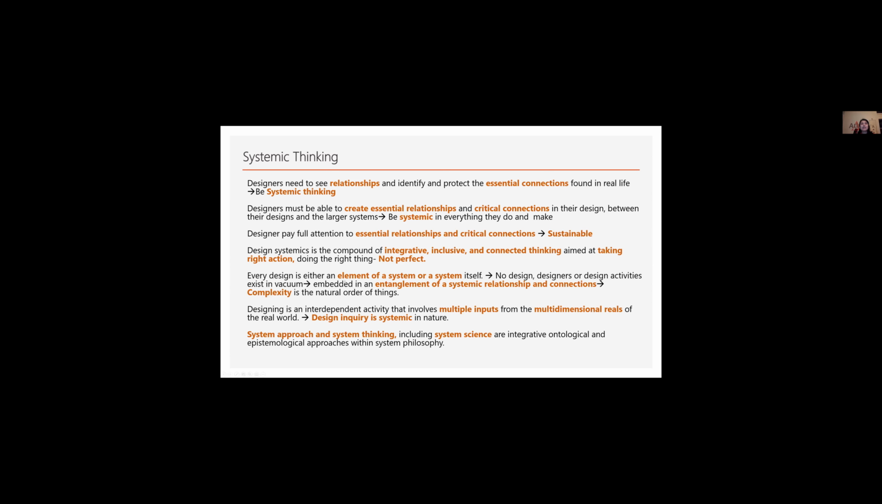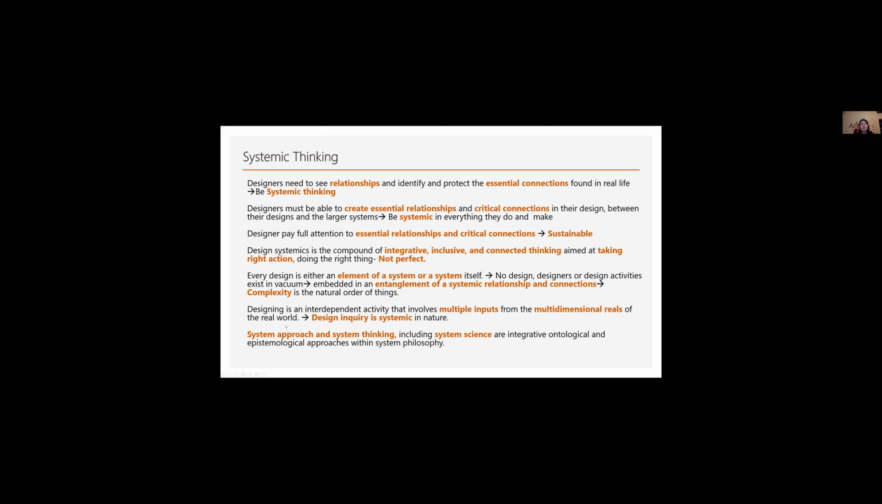Every design is either an element of a system or a system itself. No design, designer, or design activity exists in a vacuum. Embedded in an entanglement of system relationships and connections. So you either design a system or your design is also in a larger system. So basically you have to understand the relationships. Complexity is the natural order of things.